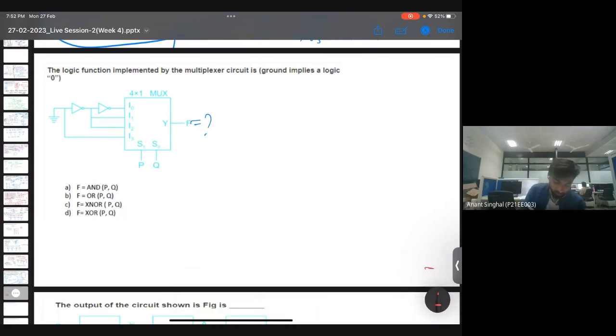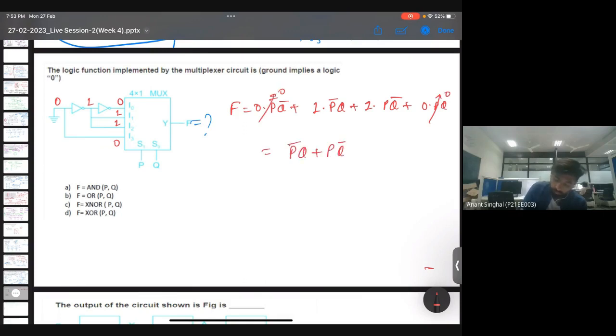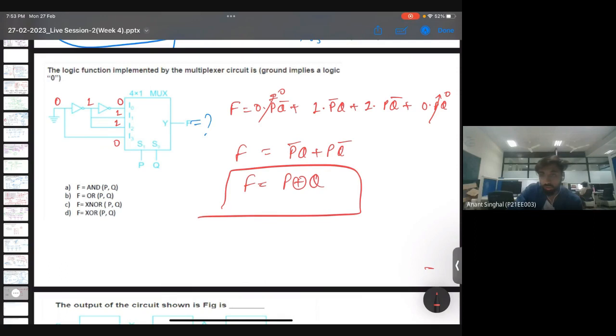Okay, XOR is the answer that you are getting. So 0 is the input given, so not will give it 1 and then it will be again 0. So this will be again 1, 1 and then 0. So f will be nothing but 0 into p bar q bar plus 1 into p bar q plus 1 into p q bar plus 0 into p q. So these two terms will get cancelled. Then p bar q plus p q bar. So it is nothing but XOR. So option D is the correct answer.